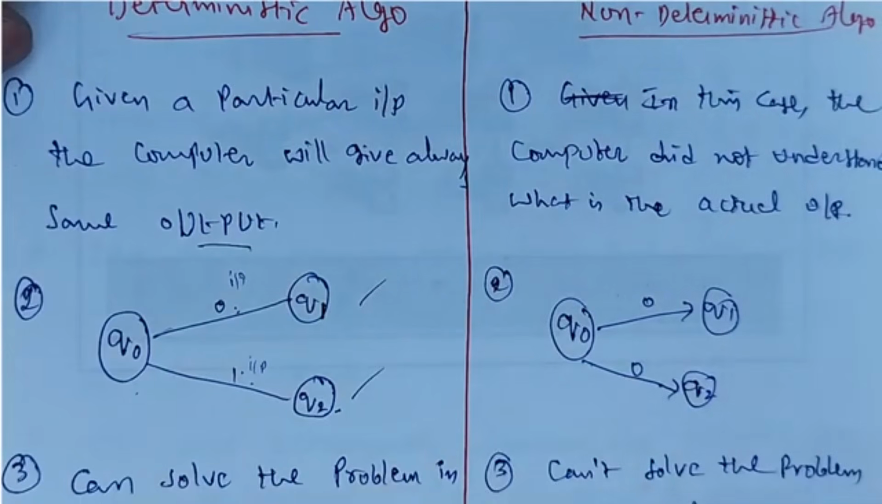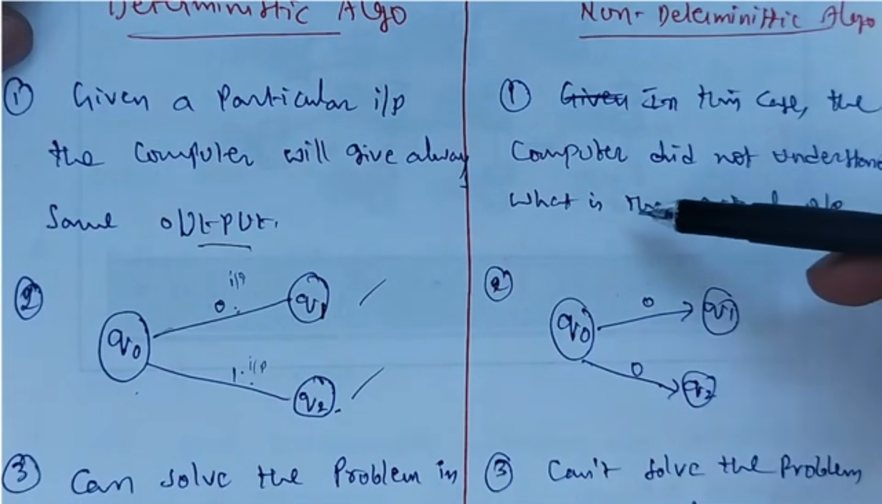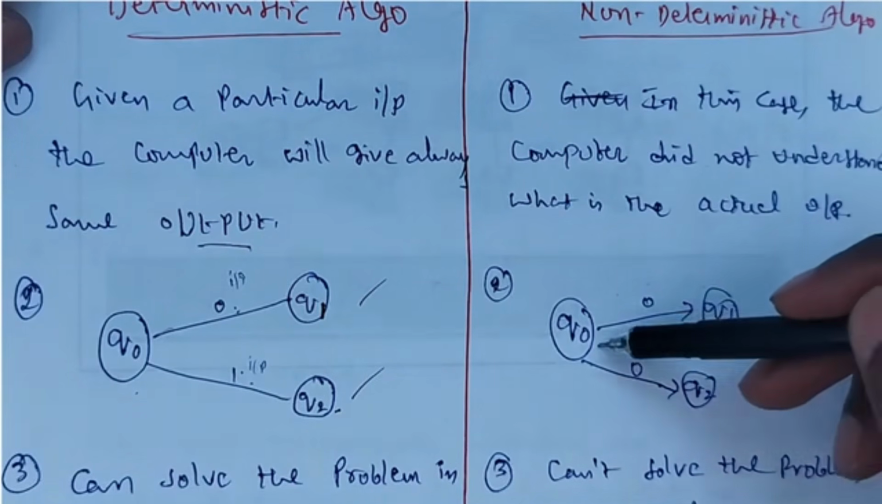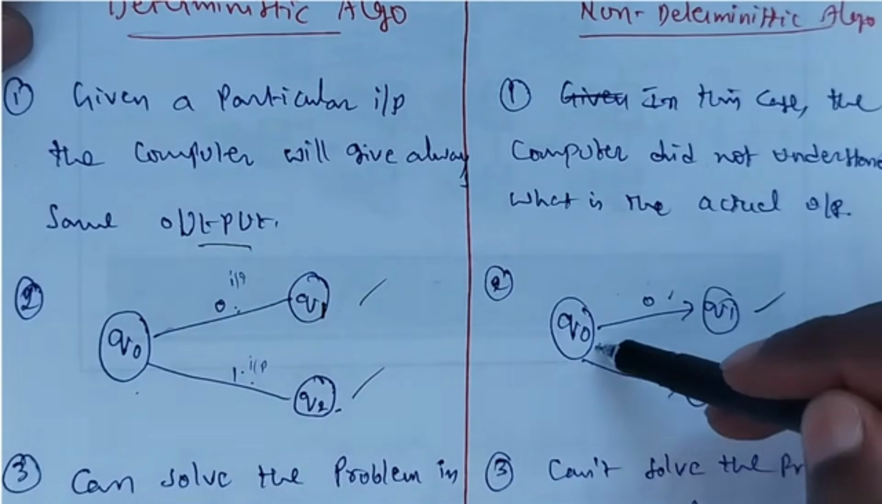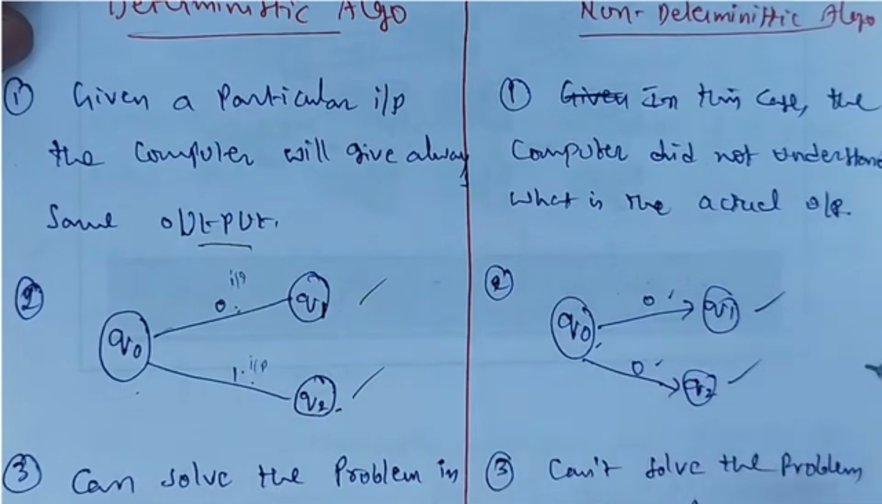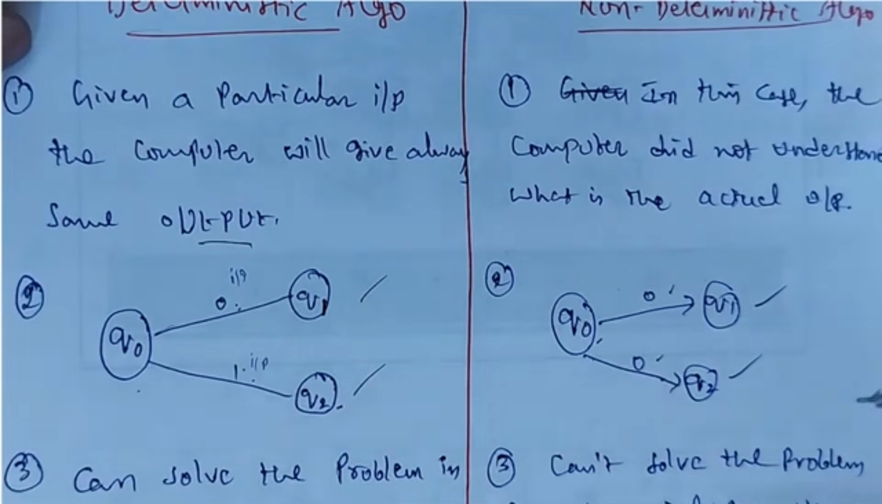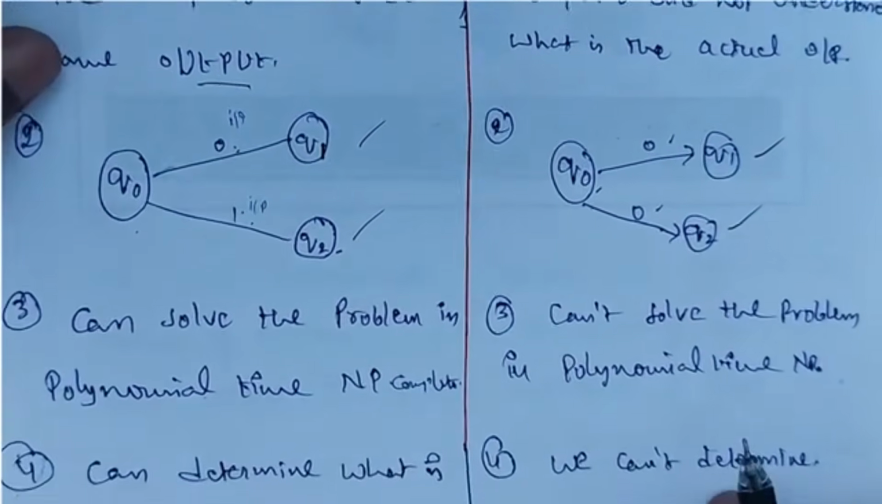And what about non-deterministic? In this case, the computer cannot determine the actual output. If you are in q0 and you give 0, one time it returns q1, and another time if you give 0 it returns q2. Even if you give the same input value, it can produce a different output.